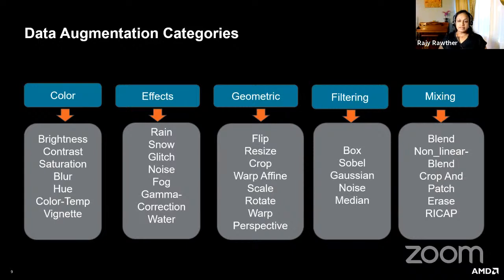The last category here is called mixing augmentation. This is more like completely destroying the original image to make it look like some other image, and still make the network recognize it. So they are like blend, non-linear blend, crop and patch, erase, random erase, and random image crop and patch. I will get to the details of this in my future slides.